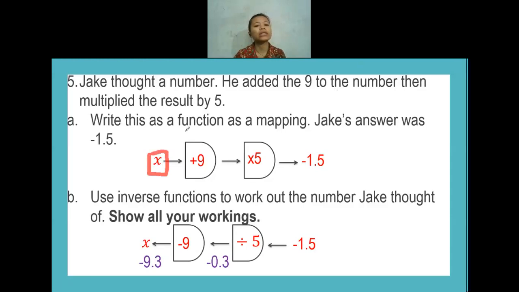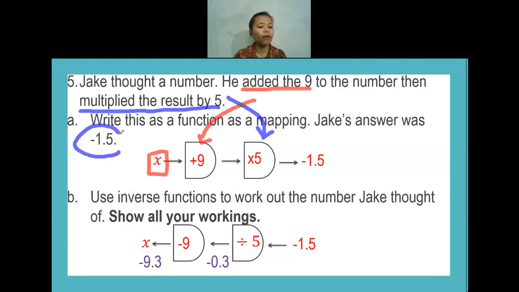And then we just need to change the sentences into the function machine. Add 9. So here we have plus 9. After that, for the other sentence, multiply the result by 5. So here we have times 5. The answer was -1.5. So the output is -1.5. So for the question 1, we just have to complete the input, the output, and also the rules.